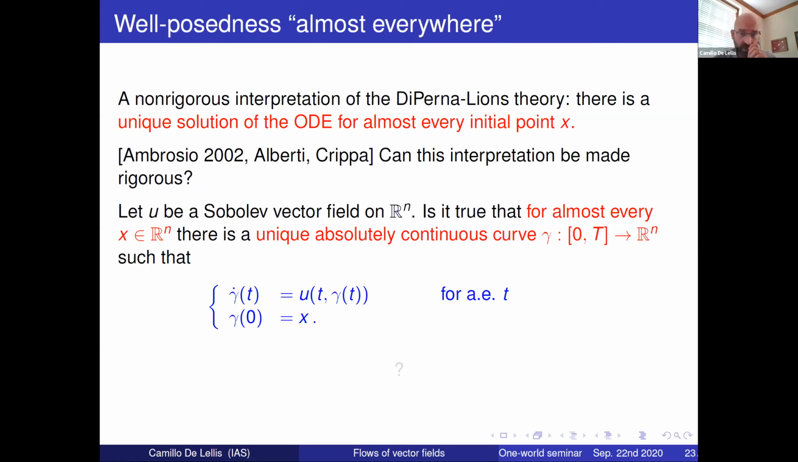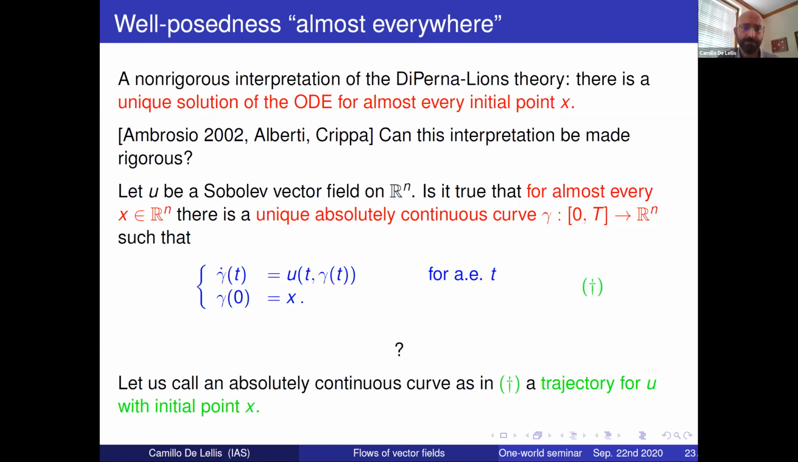It's also a consequence of the DiPerna-Lions theory. But whether you have almost everywhere uniqueness for almost every initial data is actually not an outcome of the theory. Okay. And now in the remaining 10 minutes of my talk, an absolutely continuous curve which is solving that ODE will actually be called the trajectory for u with initial point x.